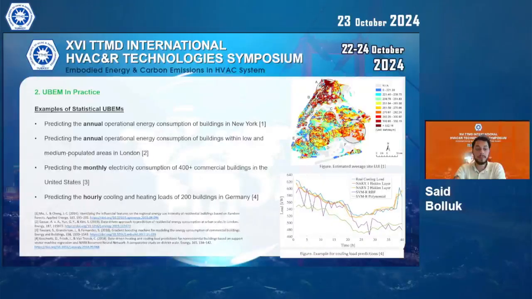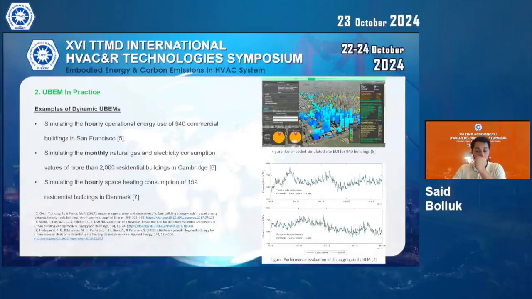And for the final statistical example, Koshwitz evaluated the climate conditions and the building operation schedules in predicting the cooling and heating loss of more than 200 buildings in Germany using different statistical models. And for the dynamic side, the first example is from Chen, where they developed physics-based models to analyze the operational energy use of almost 1,000 commercial buildings in San Francisco.